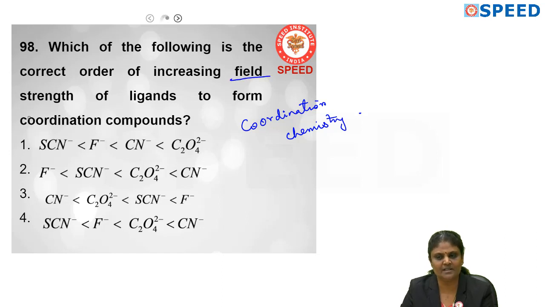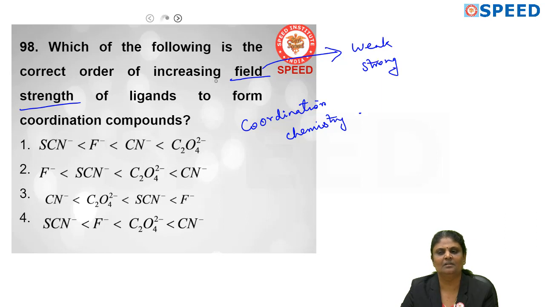We already discussed this in class. There are two different types of ligands, weak field and strong field ligands. Mostly chloride, fluoride and so on are weak field, and cyanide is a strong field ligand. Here four ligands are given, and you have to arrange them in increasing field strength order. I think here the 4th option is correct, because CN minus is the strong ligand.